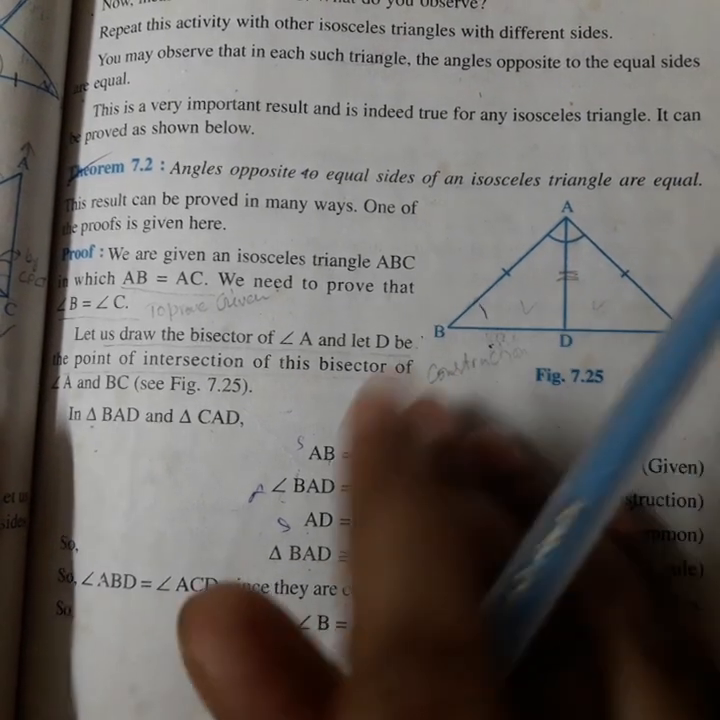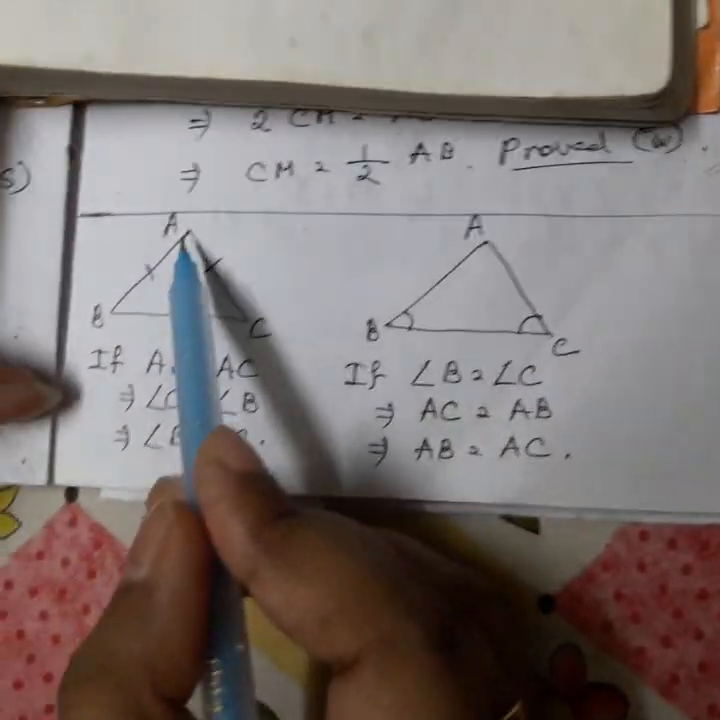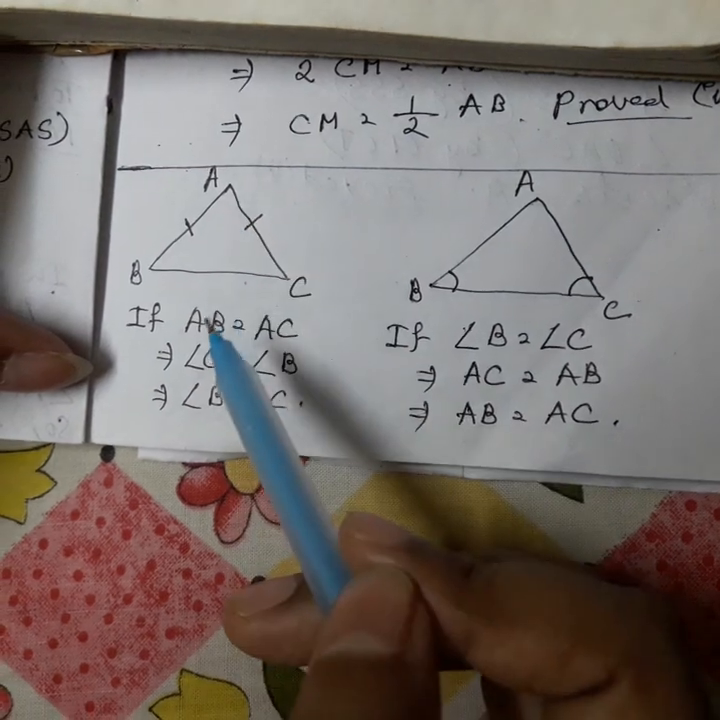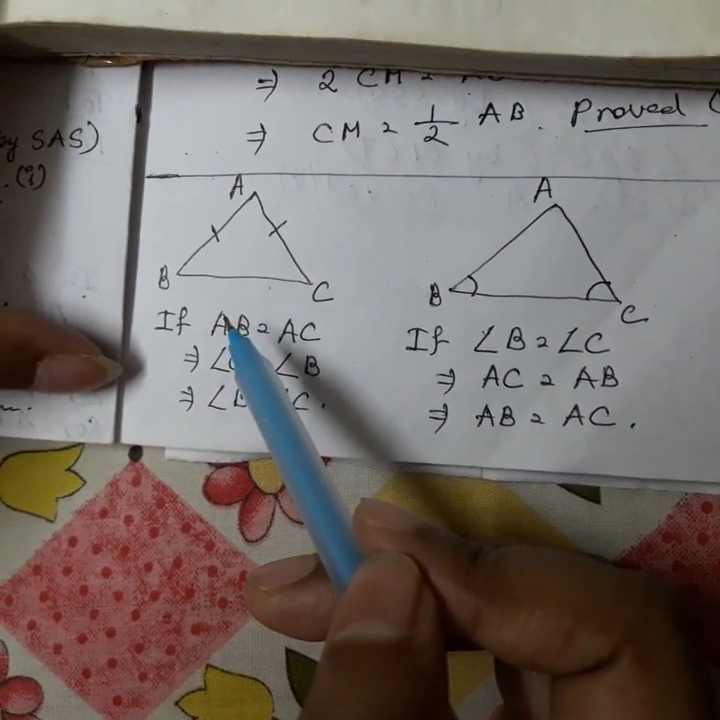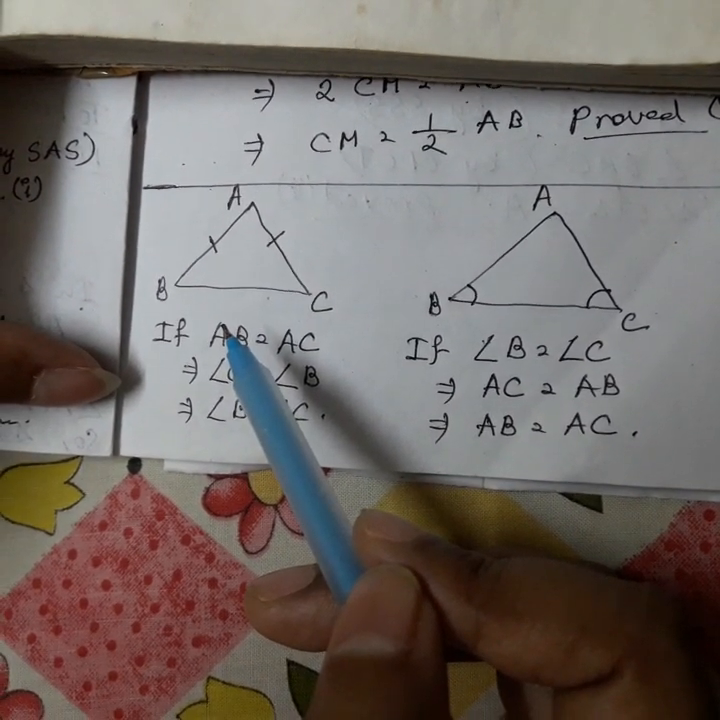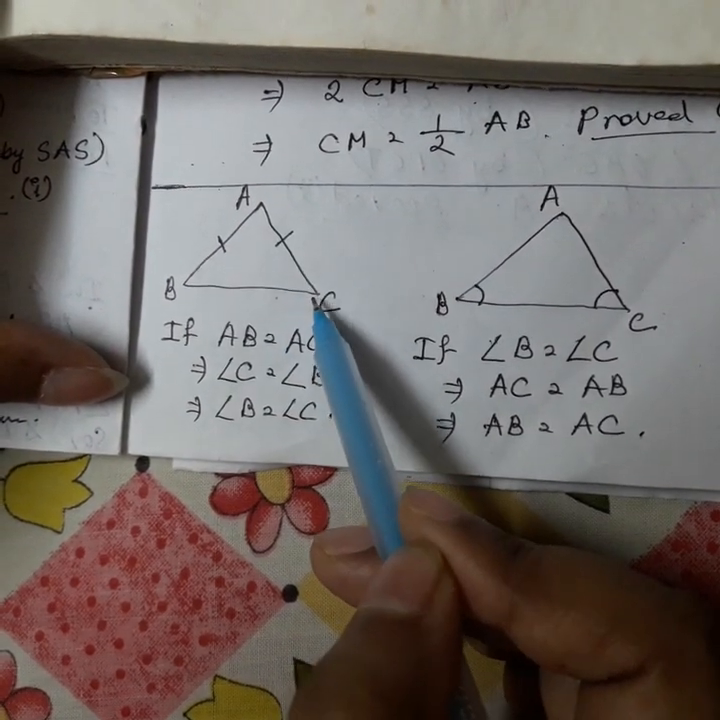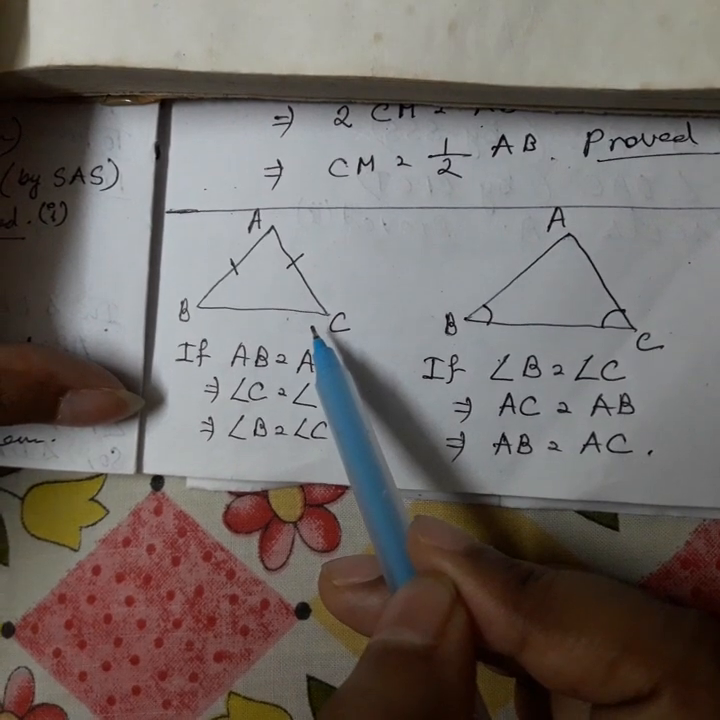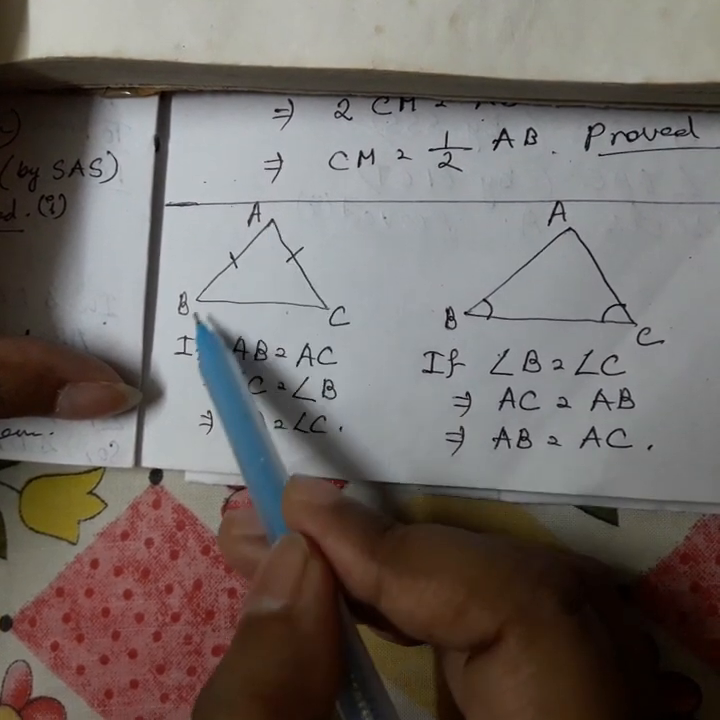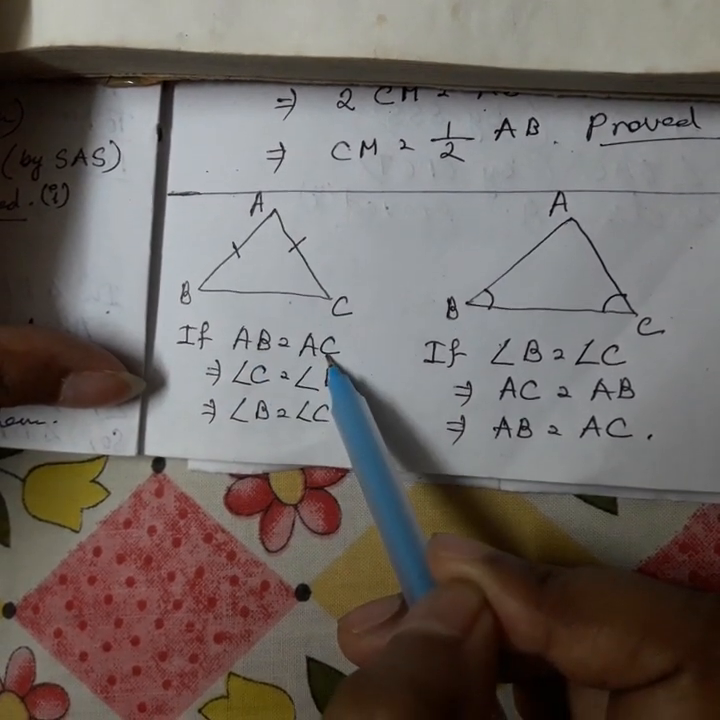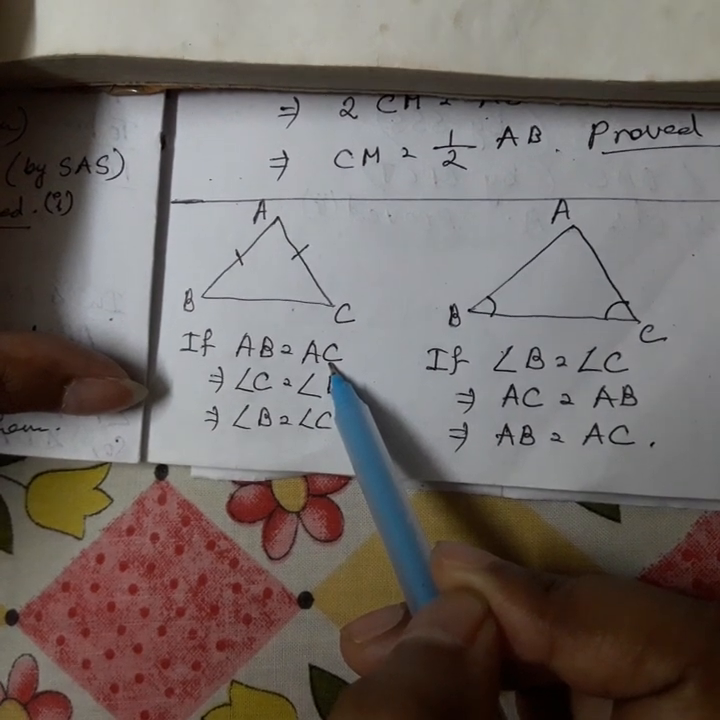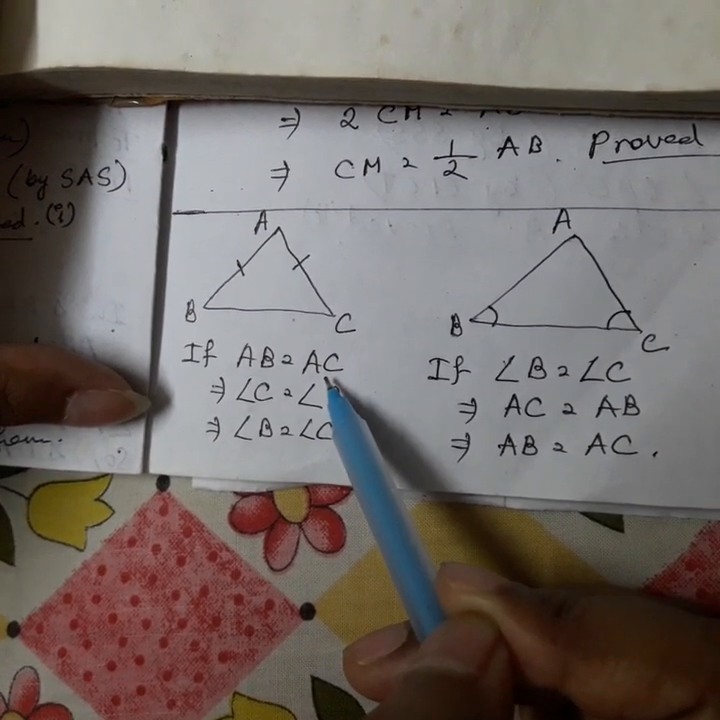What is the meaning of this? Suppose we draw an isosceles triangle ABC. In an isosceles triangle, we know that two sides are equal, so we have taken AB and AC. In theorem 7.2 it is given that if the two sides are equal, that means if AB is equal to AC, then the opposite angles of the equal sides are also equal.